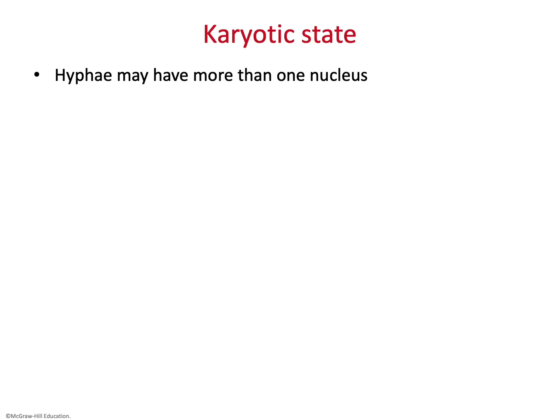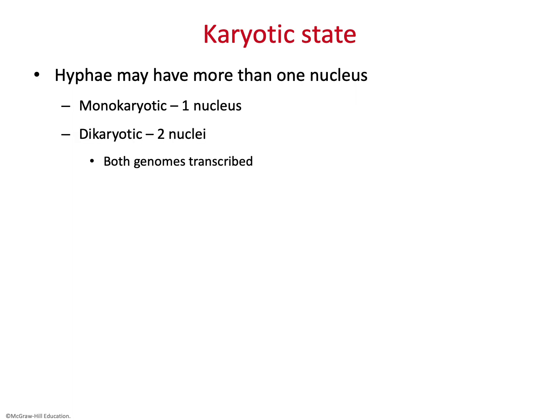Now we are moving on to understanding their structures. Fungi are different from most animals and plants because each cell or hypha can have one, two or more nuclei. This is very different from any other organism. A hypha with only one nucleus is called monokaryotic, while one with two nuclei is called dikaryotic. In dikaryotic hyphae, two haploid nuclei exist independently inside the same cytoplasm, so both genomes are transcribed.